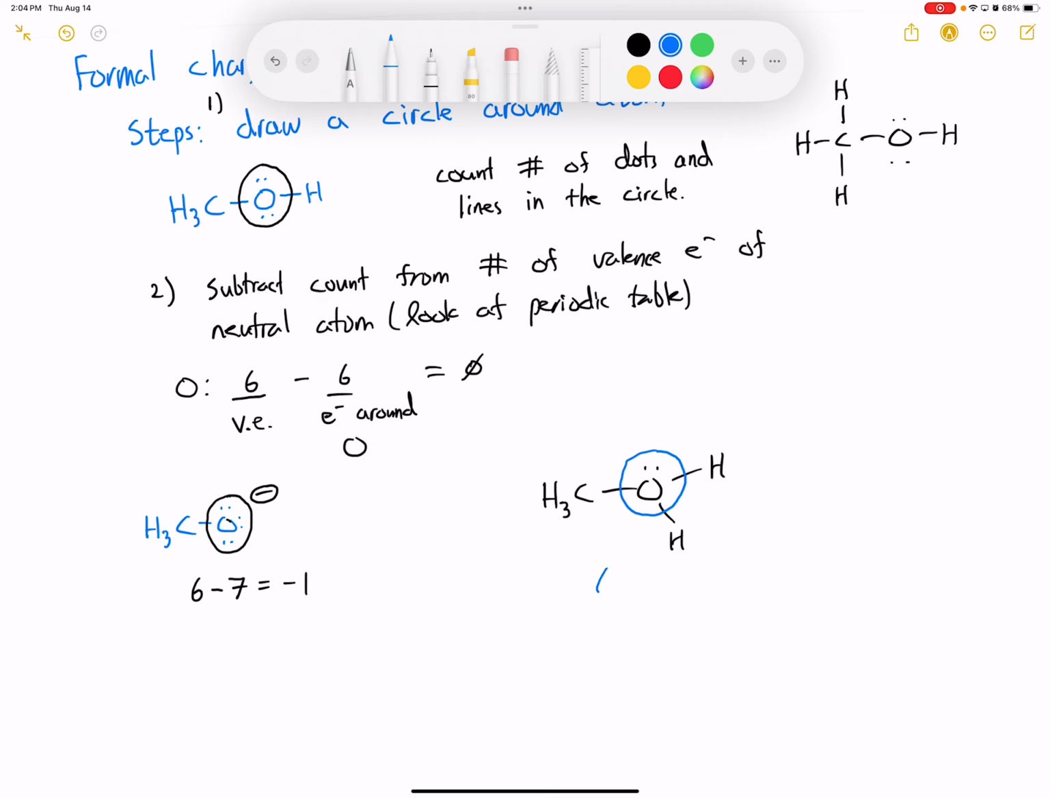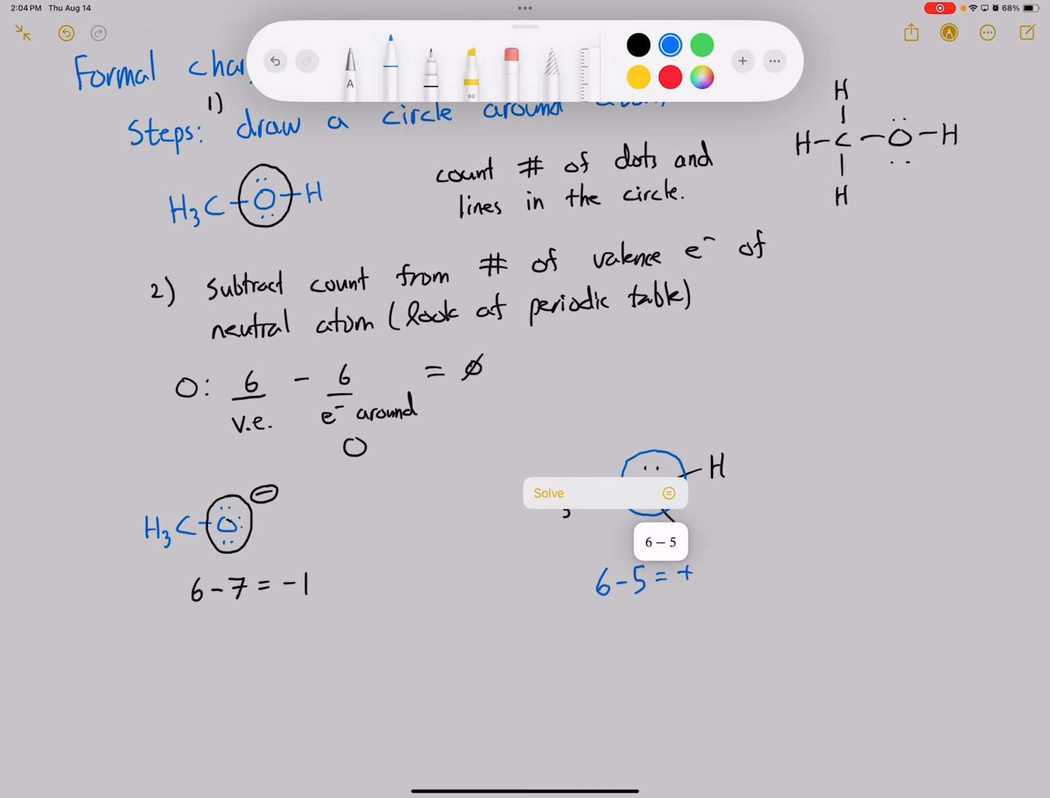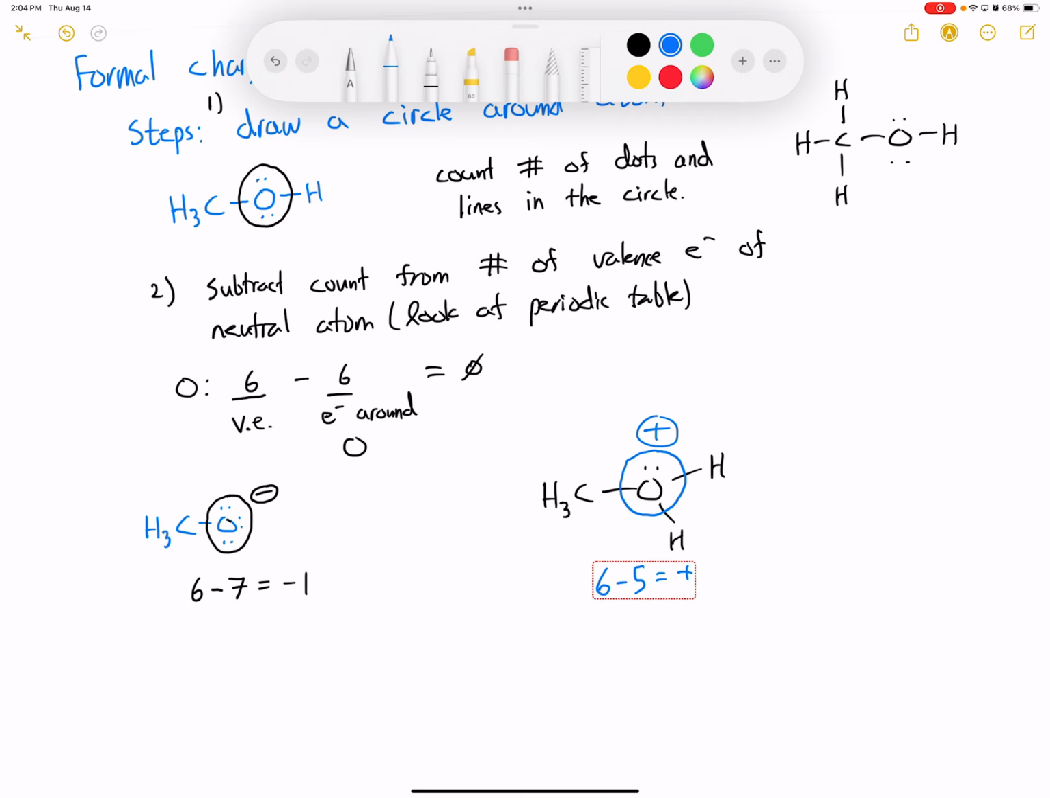All right, 6. In this case, 6 minus what? 5. Positive 1. There you go. And we saw that on our chart there, that oxygen with 3 bonds and a lone pair, that's the positive form of oxygen in this series.